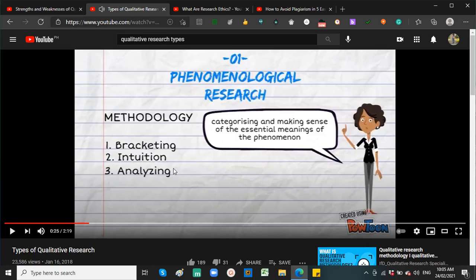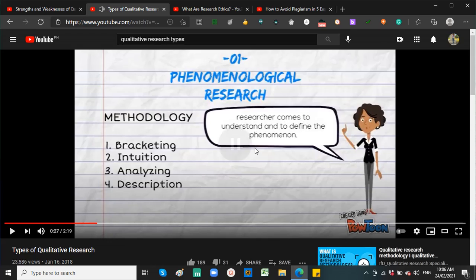And then next is the analyzing part. This is categorizing and making sense of the essential meanings of the phenomenon. Since you are already given data from your respondents, it's time for you to make sense of these pieces of data that you got from them. And then in the description part, the researcher comes to understand and to define the phenomenon.